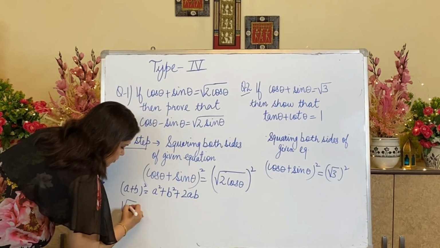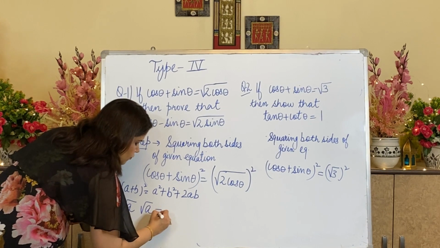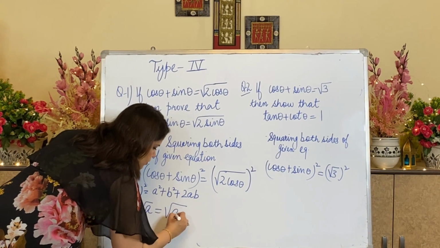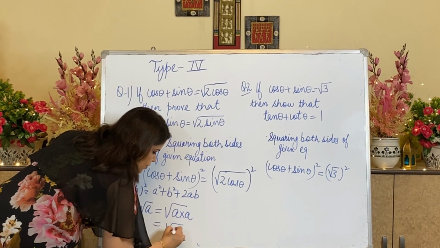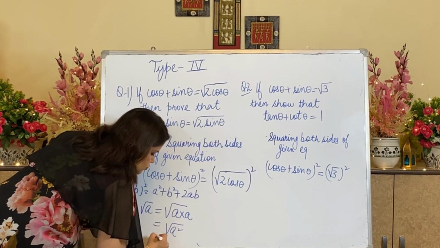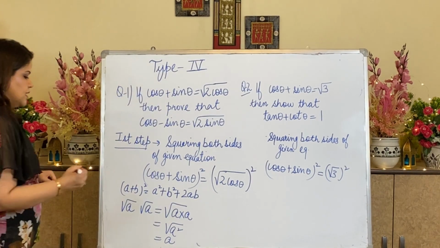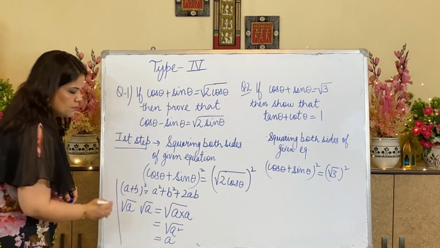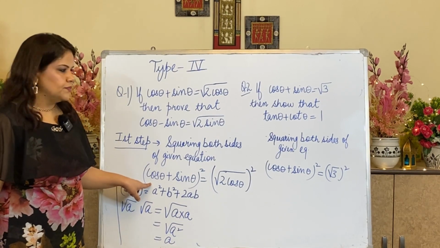A square plus B square plus 2AB. And when under root of A gets multiplied with under root of A, I will be getting under root of A into A, which is under root of A square, which is equal to A. So these three things you will keep in mind and you will solve this equation further.